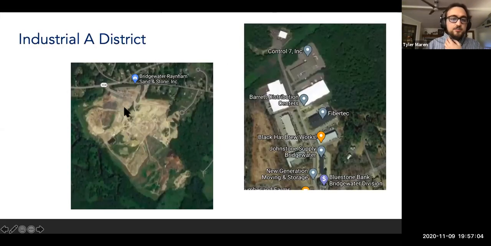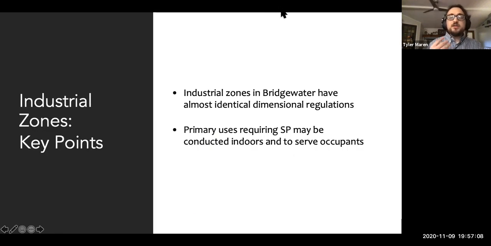And that second bullet point is just a note that there are secondary uses allowable by special permit, like just fully contained within industrial facilities to serve the people who work there, say like a restaurant or something like that. That's just an interesting use note.